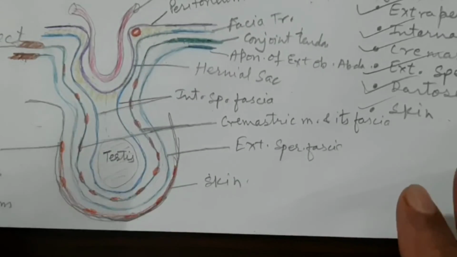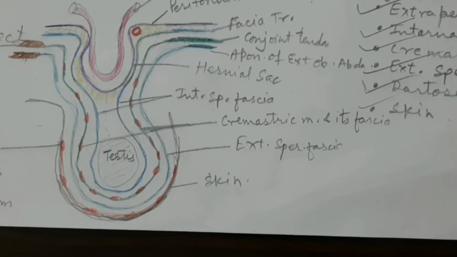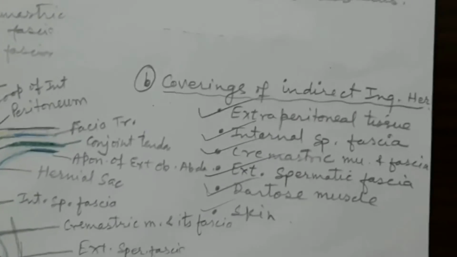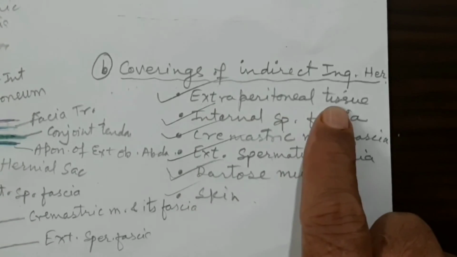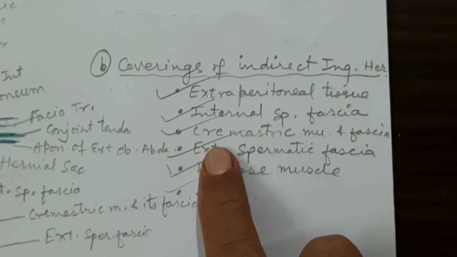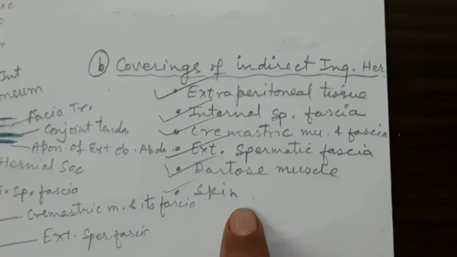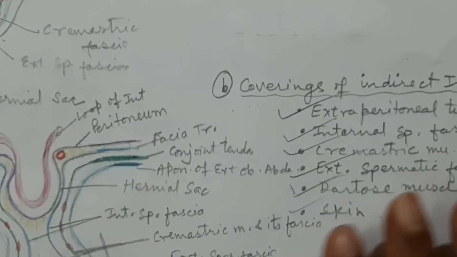So these are the coverings of the indirect inguinal hernia. They are the same as those of the testis and the spermatic cord, because the testis also descends through the inguinal canal along the whole course of the inguinal canal. So this sac of the hernia is also descending through the deep inguinal ring, so it will also have the same coverings. Note down these: from the outside, extraperitoneal tissue, internal spermatic fascia, cremasteric muscle and its fascia, external spermatic fascia, dartos muscle, and lastly the skin.